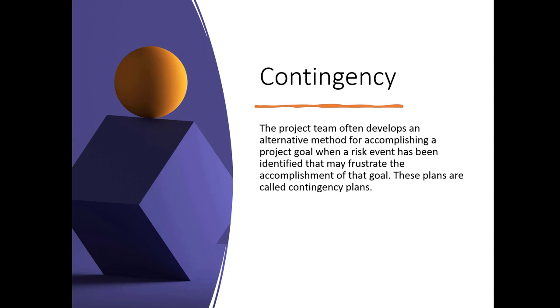The project team often develops an alternative method for accomplishing a project goal when a risk event has been identified that may frustrate the accomplishment of the goal. These plans are called contingency plans. Contingency funds, like we learned about in assignment 3, are funds set aside by the project team to address unforeseen events that cause the project costs to increase. Projects with a high risk profile will typically have a large contingency budget, although the amount of contingency allocated in the project budget is a function of the risks identified in the risk analysis process. Contingency is typically managed as one line item in the project budget.